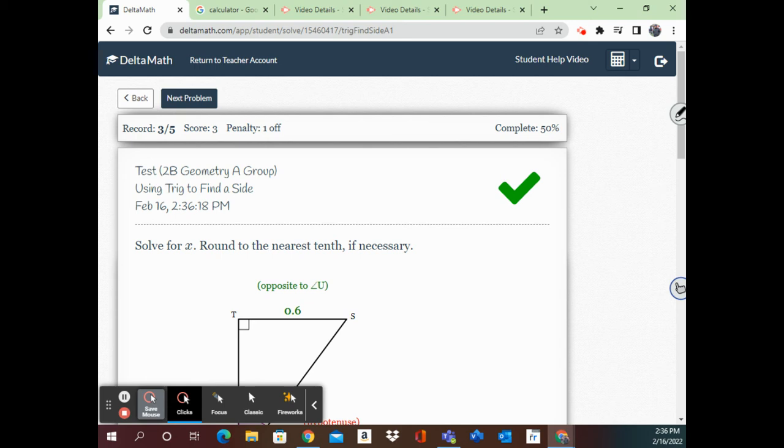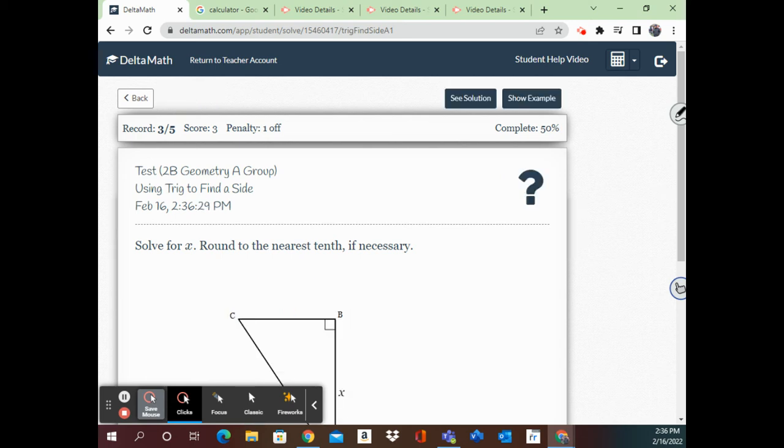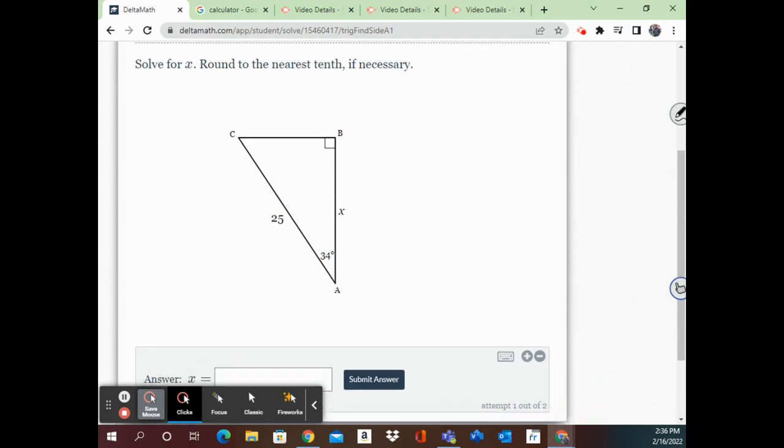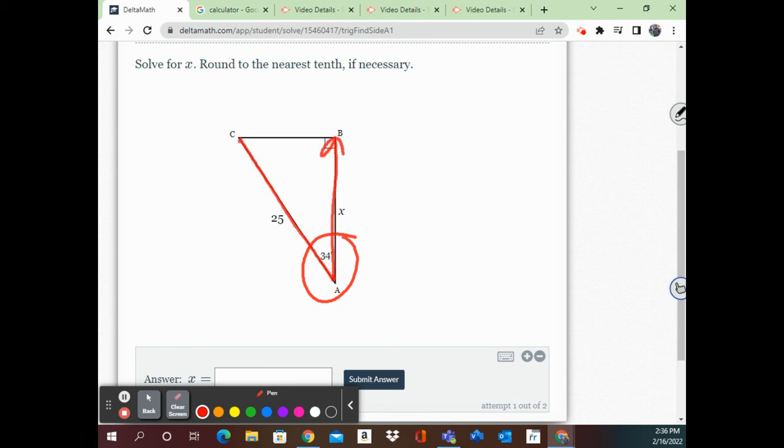All right, let's do another problem just to make sure we understand what's going on with this particular concept. So now it says solve for x round to the nearest tenth if necessary. So what we have here, we have our angle A, which is 34 degrees, and we have adjacent over hypotenuse. So adjacent over hypotenuse will give us cosine. Co is adjacent over hypotenuse, and so we have cosine of 34 is equal to adjacent, which is x over 25.